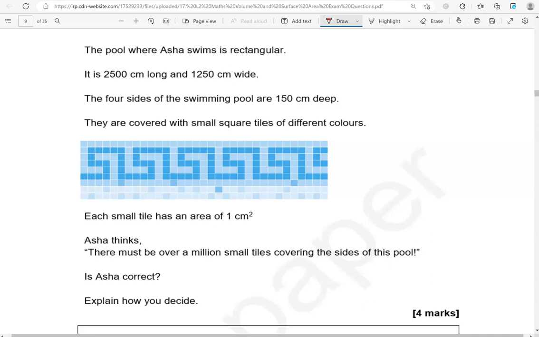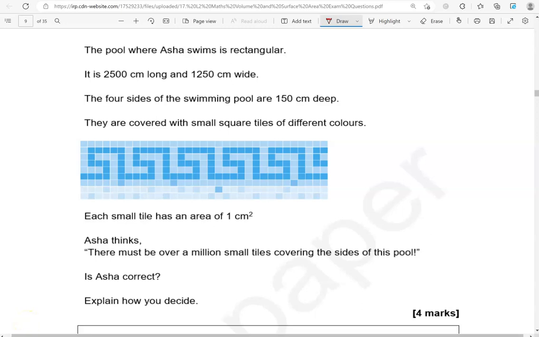The pool where Asha swims is rectangular. It is 2,500 centimeters long and 1,250 centimeters wide. The four sides of the swimming pool are 150 centimeters deep. They are covered with small square tiles of different colors. Each small tile has an area of 1 square centimeter. Asha thinks there must be over 1 million small tiles covering the sides of this pool. Is Asha correct? Explain how you decide.